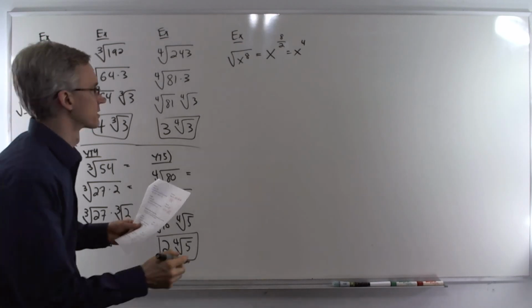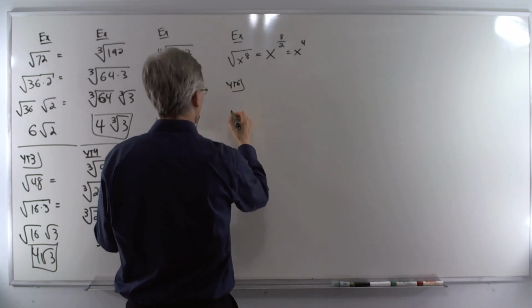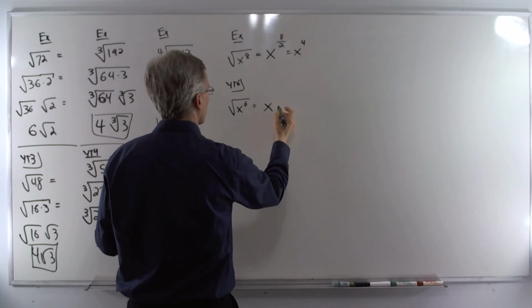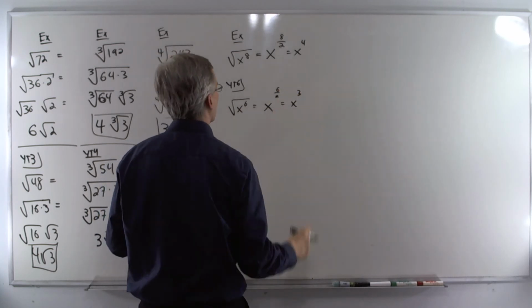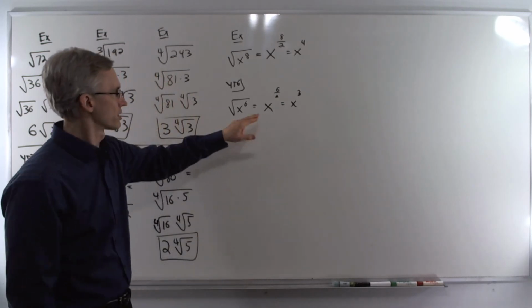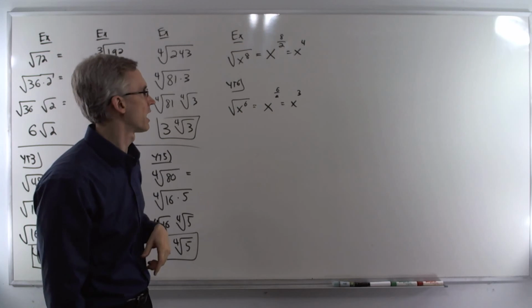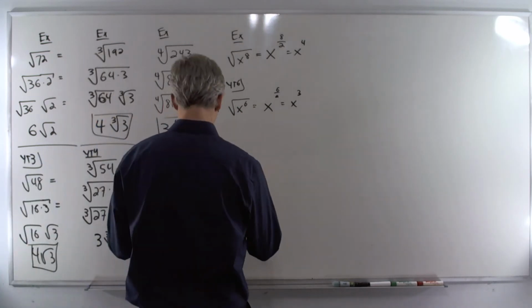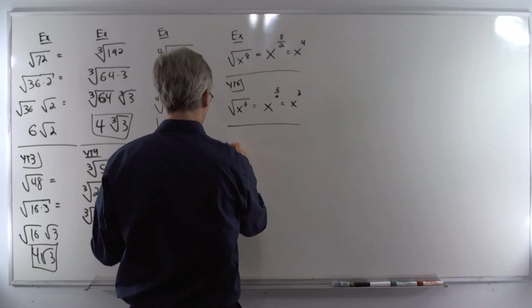Your turn, number 6. Convert to rational exponent form. Index is 2, so that goes on the bottom. 6 goes on top. Divide it out, and we get x to the 3rd power. Now, not always will they work out nicely like that.